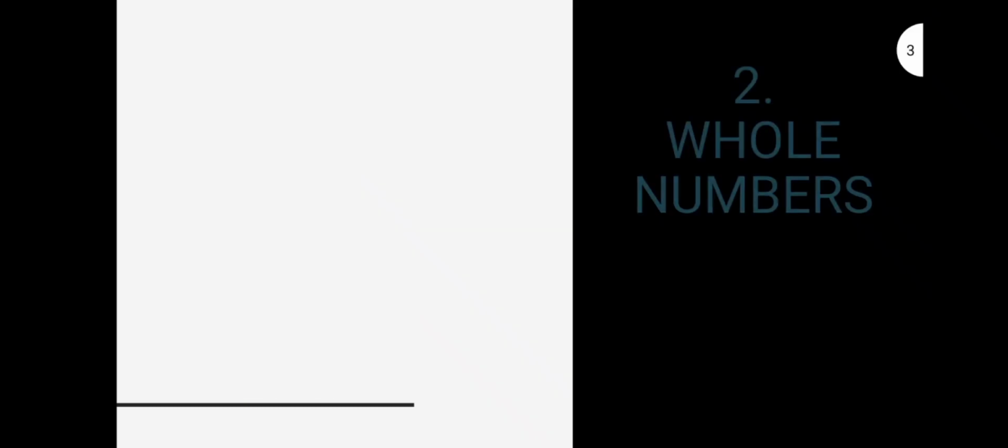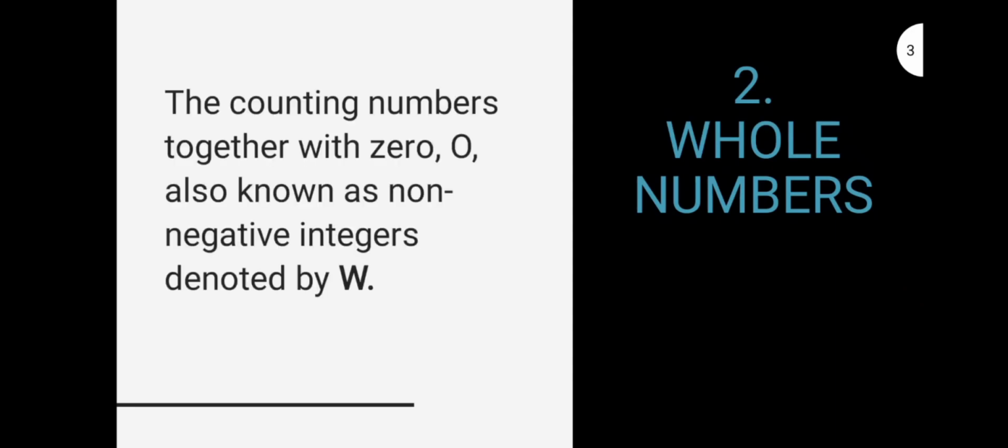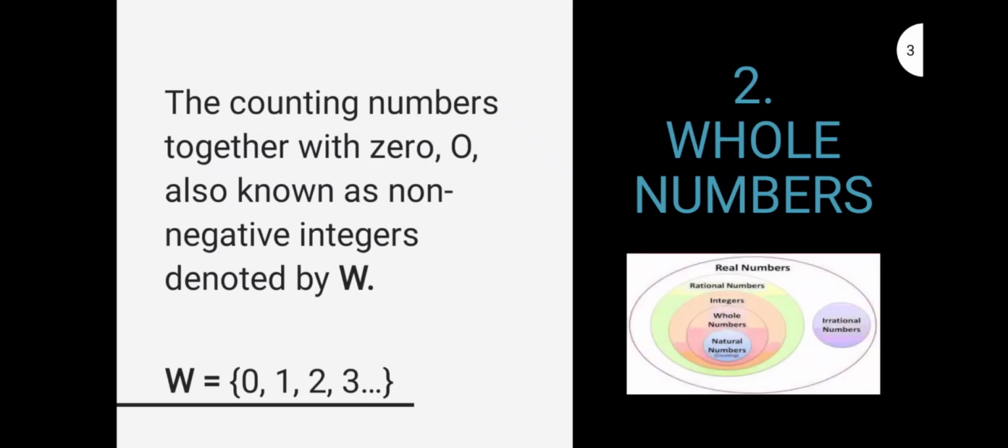The second set of numbers is the whole numbers. These are the counting numbers together with 0, also known as non-negative integers, and is denoted by W. The set of whole numbers includes the numbers 0, 1, 2, 3, 4, 5 up to positive infinity. So whole numbers are just counting or natural numbers with 0 being included. And this is the visual representation.